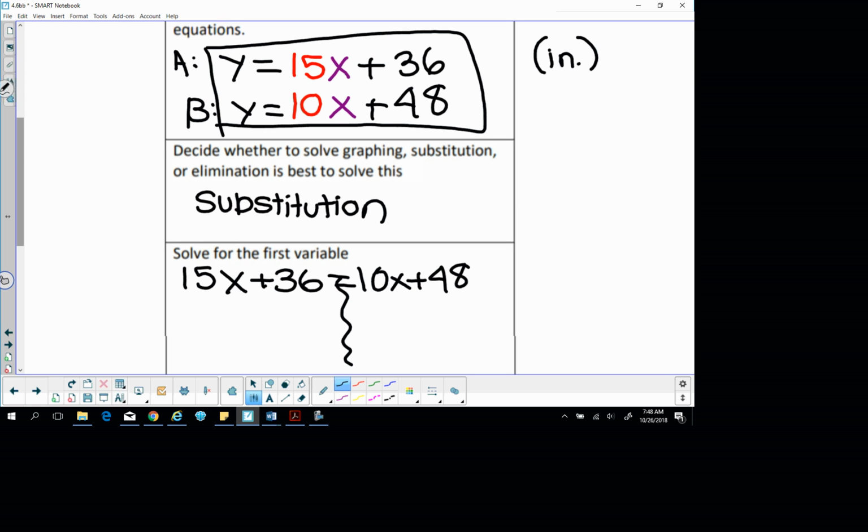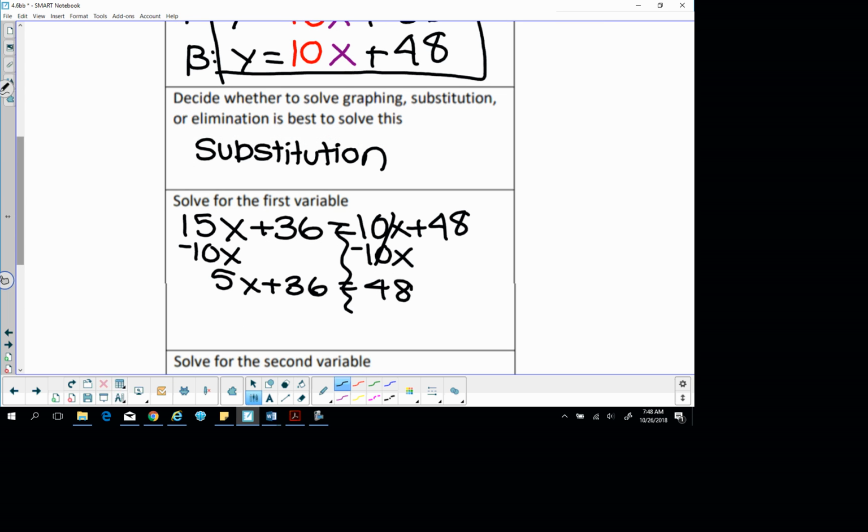So who can raise their hand and tell me what would I move first here? There's not a right answer, but sure. How would I move 10x to the other side? Subtract it, right? To get it over the river, I can't just combine because there's an equal sign. So I subtract 10x on both sides. And what is 15 minus 10? What do I do next? Subtract. Subtract what? Good. Subtract 36 because we want the constant all on one side. And you get 5x equals 12.